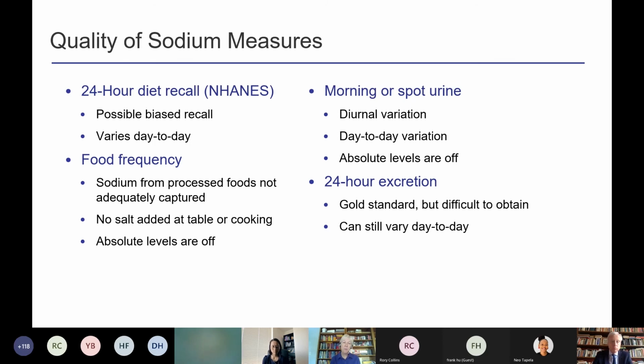A lot of studies also use a morning or a spot urine sample. First of all, there's diurnal variation in that. There's day-to-day variation, and the absolute levels are off, and they need to be calibrated using equations. The gold standard is a 24-hour excretion, but of course this is difficult to obtain, especially in a very large study. People may not be willing to do this, but some studies do this. However, this also varies from day to day because it is a single day. At least it's a more accurate capture of what the person has eaten in the last period of time.